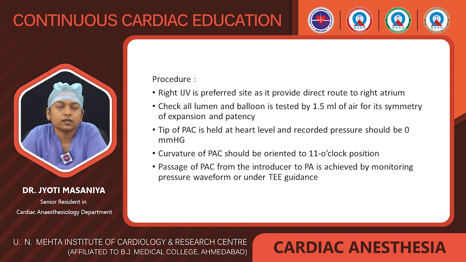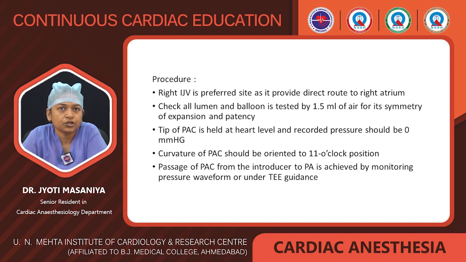Procedure. The consideration for the PA catheter insertion site is the same as the CVP insertion site, but most commonly the right IJV is the preferred site as it provides a direct route to the right atrium. Before attempting the PA catheter insertion, we have to check all lumens, and the balloon is tested with 1.5 ml of air for its symmetry of expansion and patency.